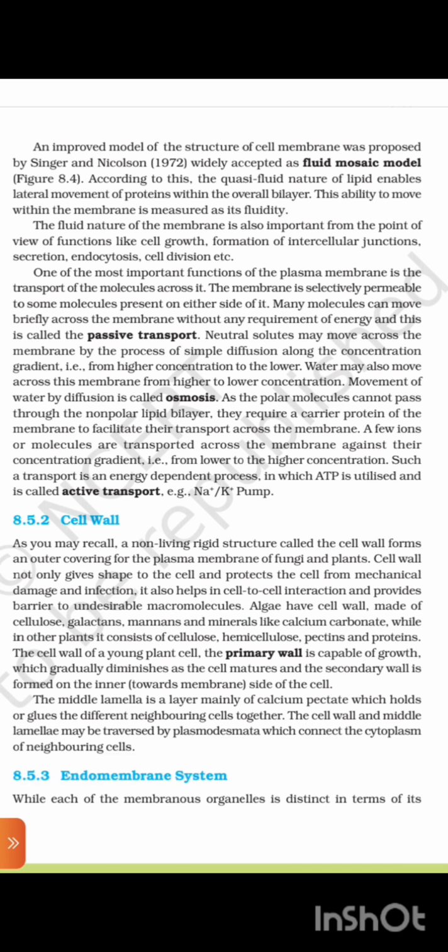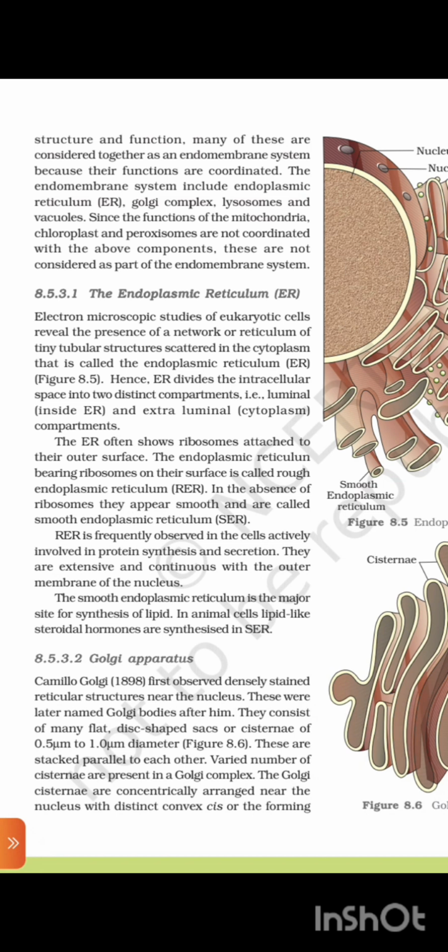8.5.3 Endomembrane system. While each of the membranous organelles is distinct in terms of its structure and function, many of these are considered together as an endomembrane system because their functions are coordinated. The endomembrane system includes endoplasmic reticulum, Golgi complex, lysosomes, and vacuoles. Since the functions of the mitochondria, chloroplasts, and peroxisomes are not coordinated with the above components, these are not considered as part of the endomembrane system.